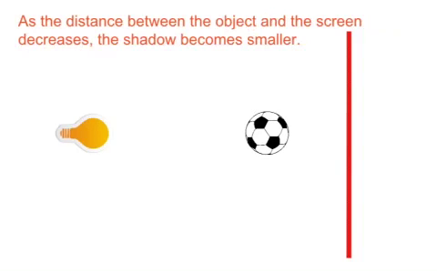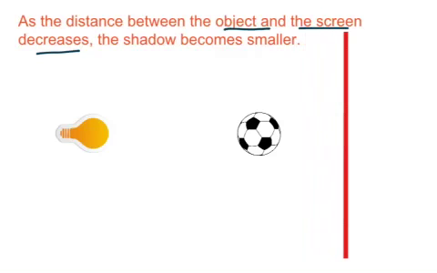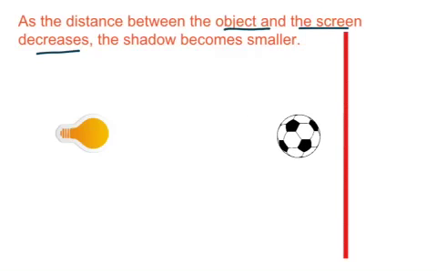And similarly, as the distance between the object and the screen decreases, so in this case here, I can move the object closer to the screen, or I can move the screen closer to the object. Either way, when the distance becomes smaller, or when the distance decreases, then the shadow becomes smaller. And I hope that this will make it easier for you to remember.